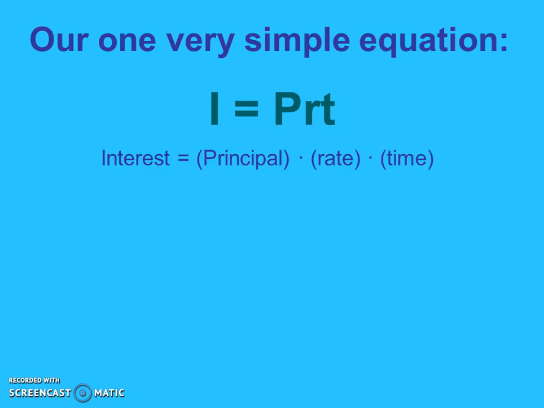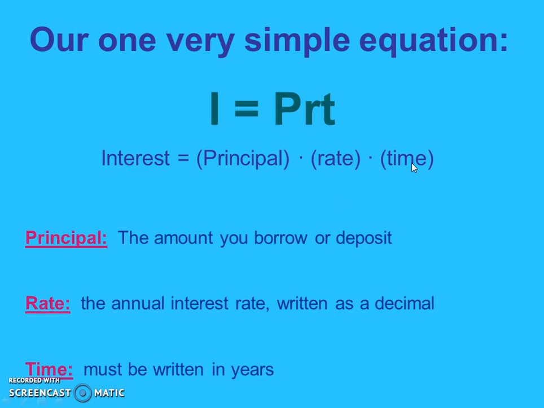I stands for interest. That's how much interest you're going to earn, and that comes from multiplying together the principal, the rate, and the time. When we say principal, that means the amount of money that you either borrow or deposit, so like your starting amount. If I open a savings account and I deposit $2,000, that's my principal amount.